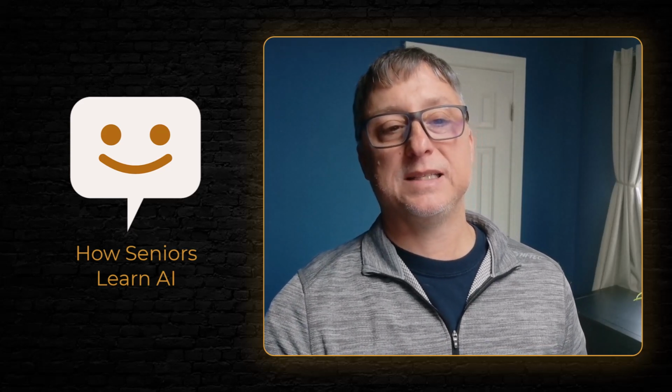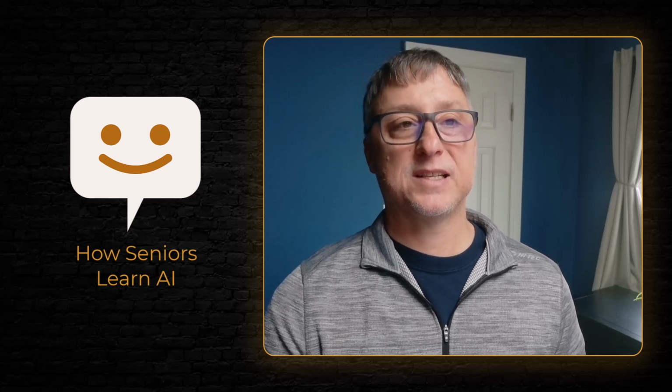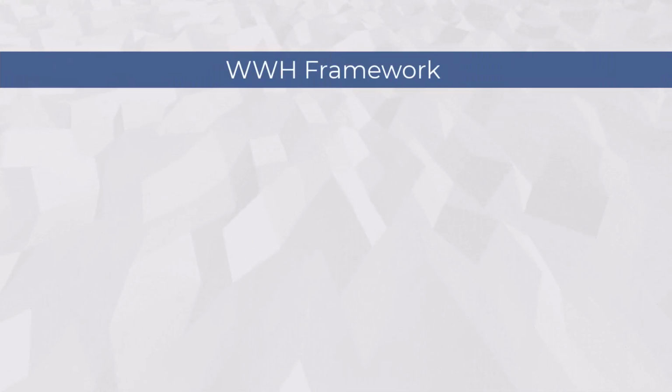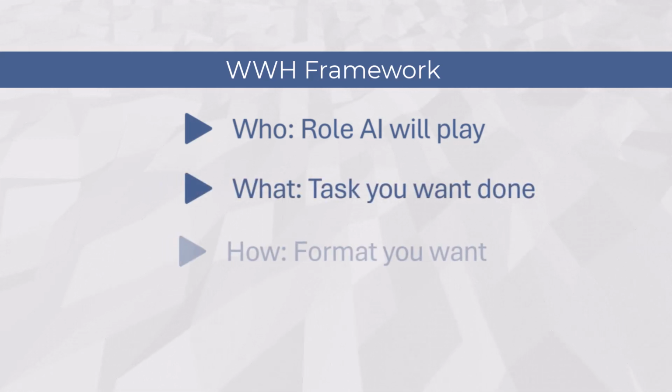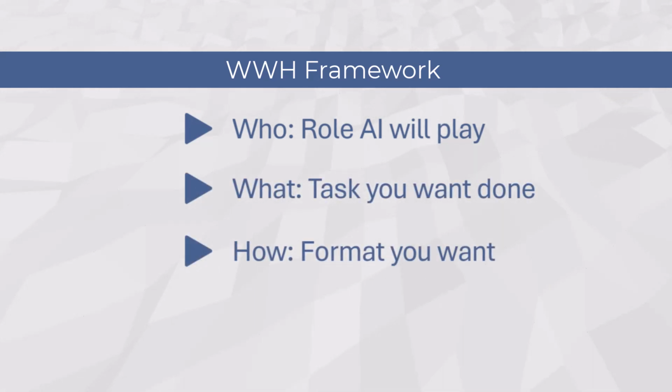So how is it that we can provide the right amount of detail without overdoing it? And that's where our WWH framework comes in. This stands for who, what, and how. It's a three-part deal. The what is pretty basic. That's what you want the AI to do. Who is the role that you want it to play, and how is the format that you want your answers in? Because most people only say the what. They skip the who and they skip the how, and then they don't like what they got.